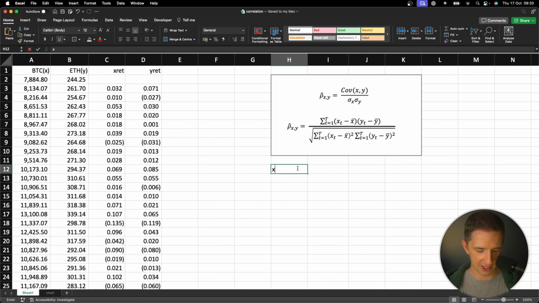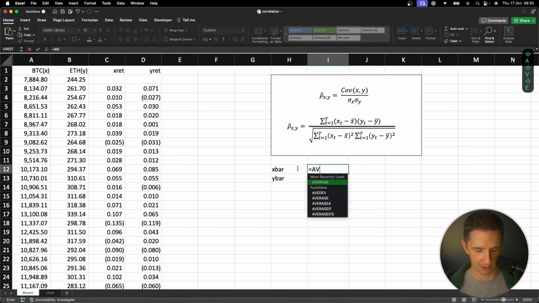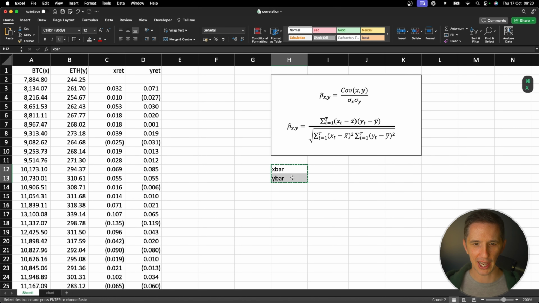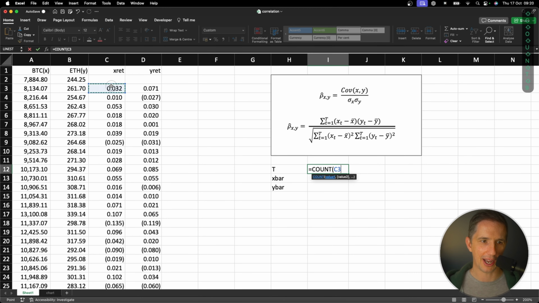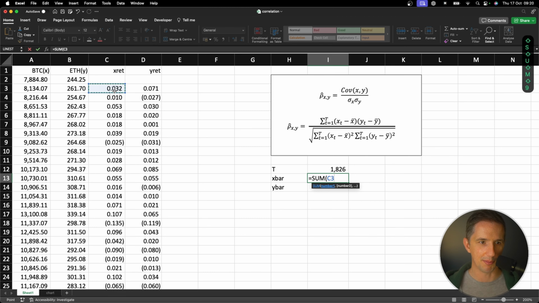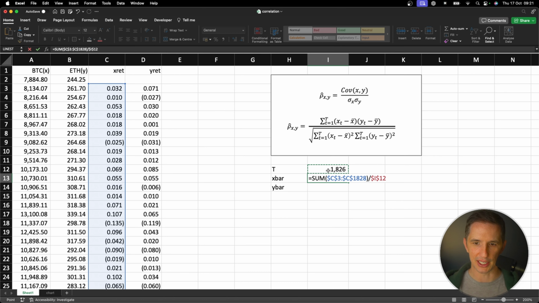Let's calculate the average of each of these columns. So here I'm going to call this x bar for the average of x and y bar for the average of y. And here we're just going to use the Excel formula equals average. Or in fact, if we want to do it exactly as the math formulas, which will be useful, let's do it properly. So here I'm going to put in T. T is going to be equal to the count of how many items there are, right? So I've got all of these items over here. That gives me T equals 1826. And then the average is just going to be the sum of this column here, which was our sigma notation, divided by T. And there you go. So that gives me 0.0018.